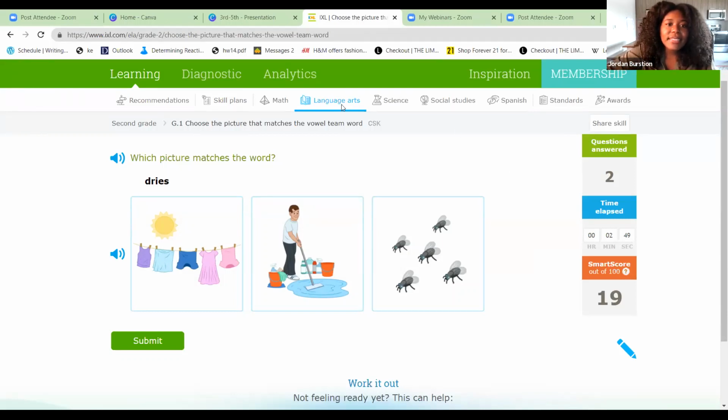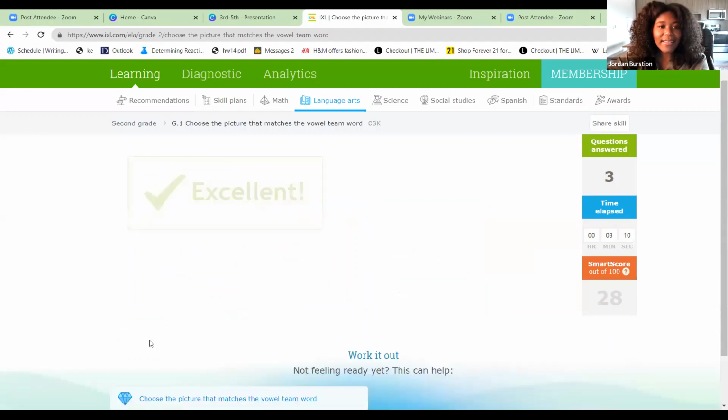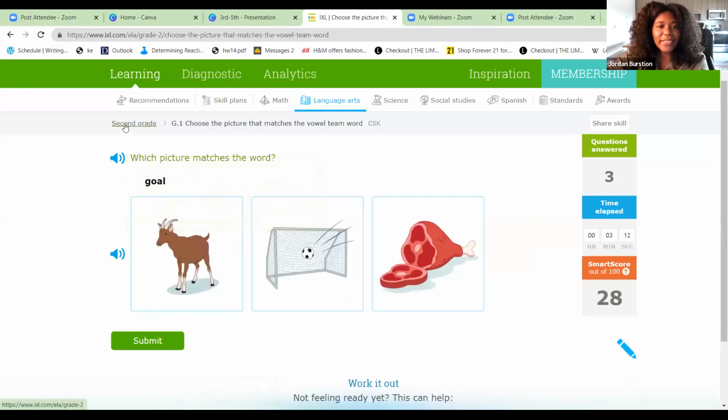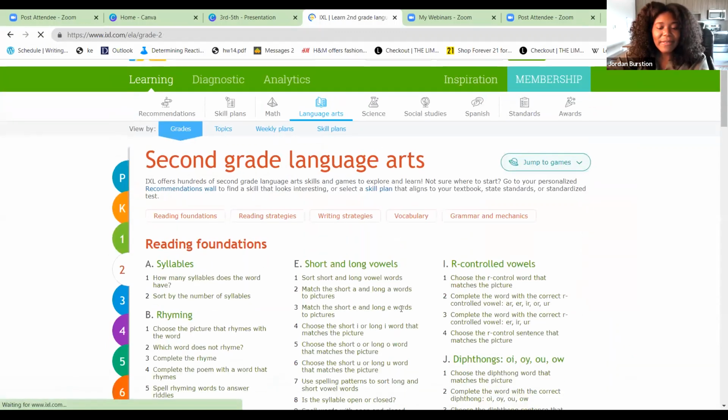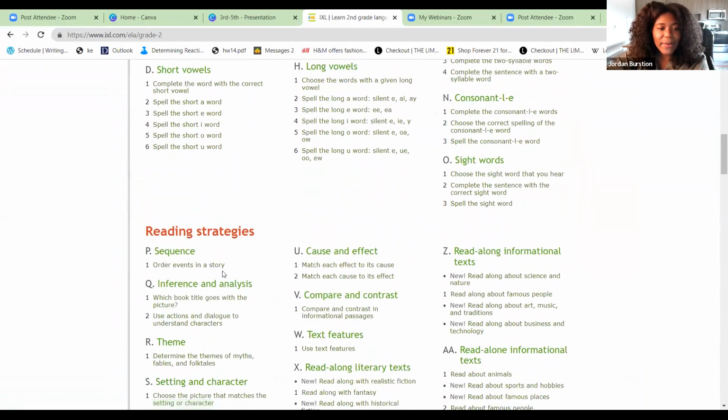Right. Picked one. You said the first one. All right. Dries. Perfect. And I was looking at it too quickly. I was looking at the second one, thinking that he was drying up the puddle, but I should have looked more closely like you did. They're drying the clothes out on the line. Perfect. Great job, Emery.